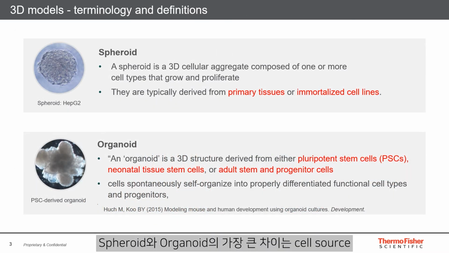There are two major types of 3D models. One is spheroid and one is organoid. The big difference is the cell source. Spheroid mainly uses immortalized cell lines and is just a 3D cell aggregate. Otherwise, organoid is made from stem cells, iPSCs, or other temporal cells. Therefore, organoids can differentiate and gain functionality to mimic human organs.